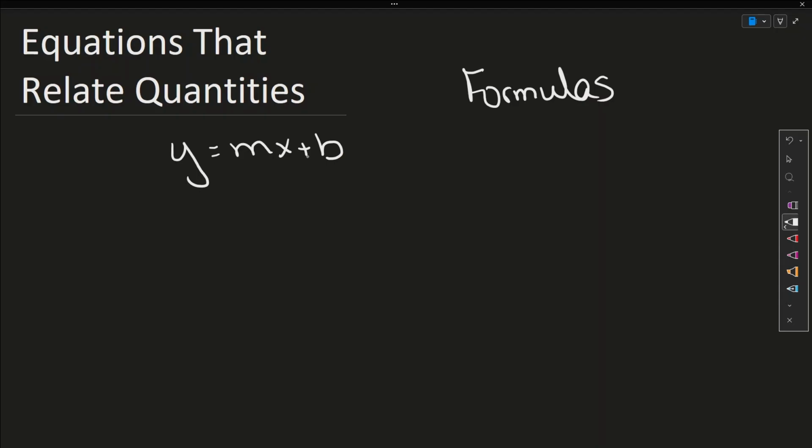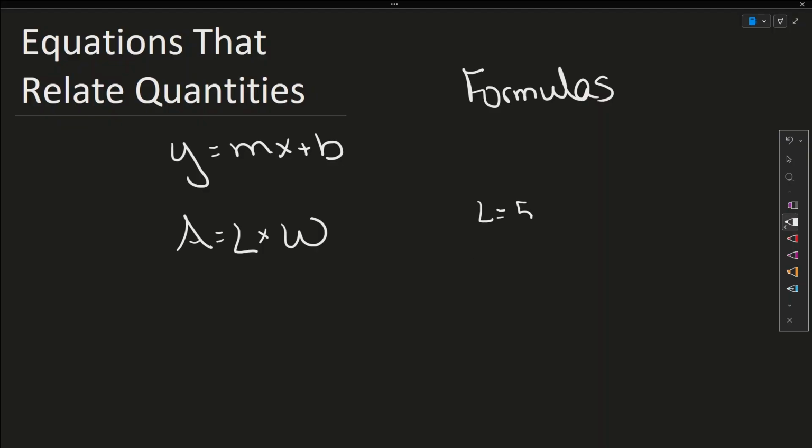The values of m and b may be fixed, while the values of x and y can vary. As x changes, the value of y changes according to the rule. Another example, A = L times W. This is the area formula for a rectangle. This equation relates three quantities: area, length, and width.